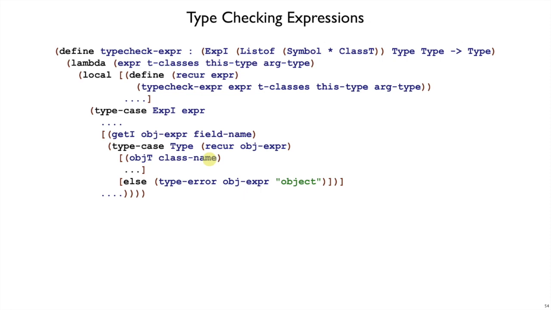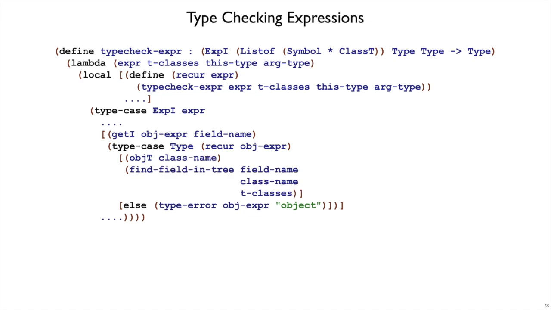But we have to assume no more than that it's a subclass, that it's an instance of this class. And so if it's an instance of this class, then we can take that class name and get all of the fields from that class. Again, looking in superclasses and so on. So this is one of our find in tree functions. And that should give us the type corresponding to this field name. And if we get that type, then that's exactly the type we wanted. That's the type of the value that getI will return.